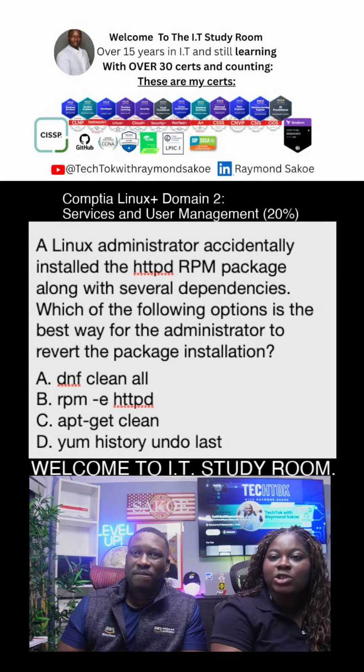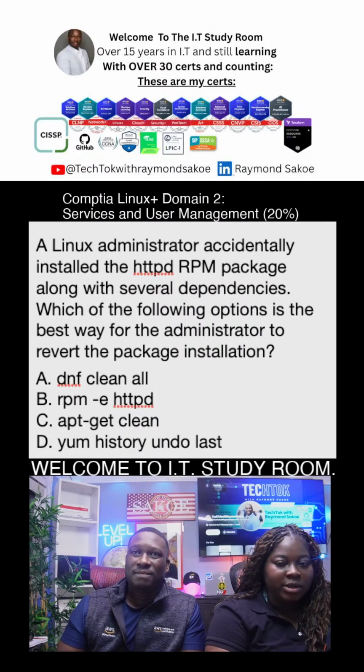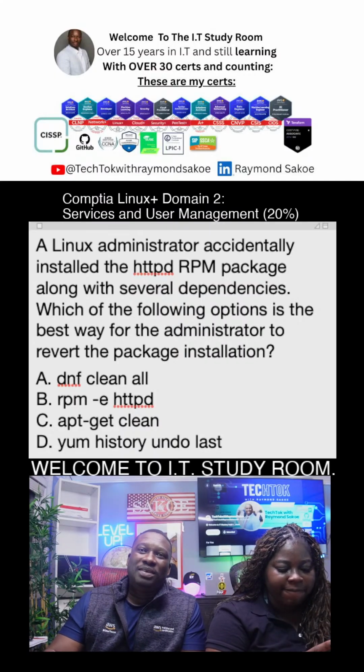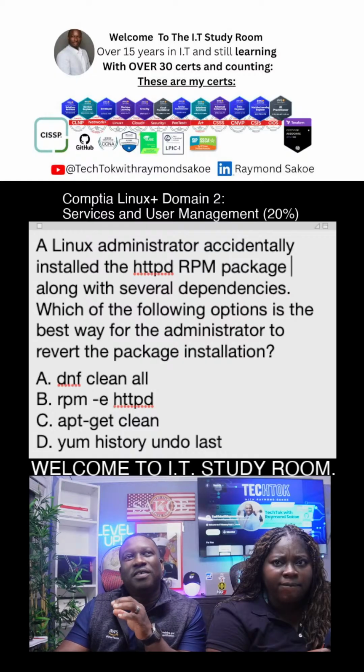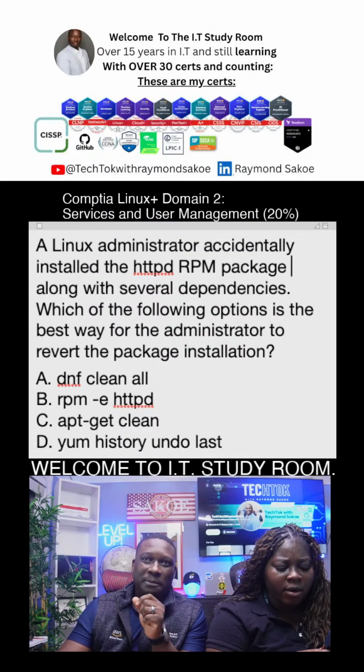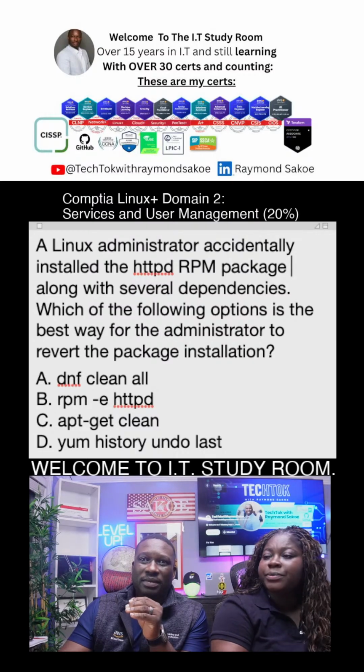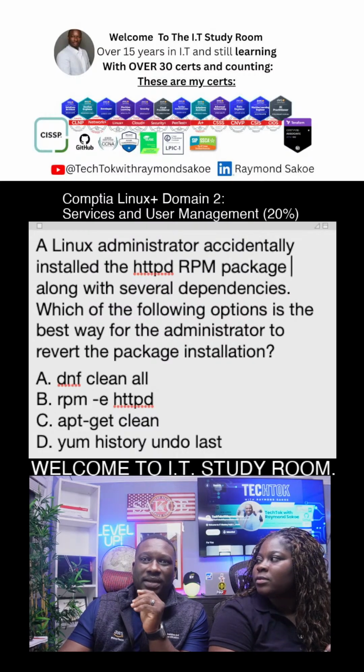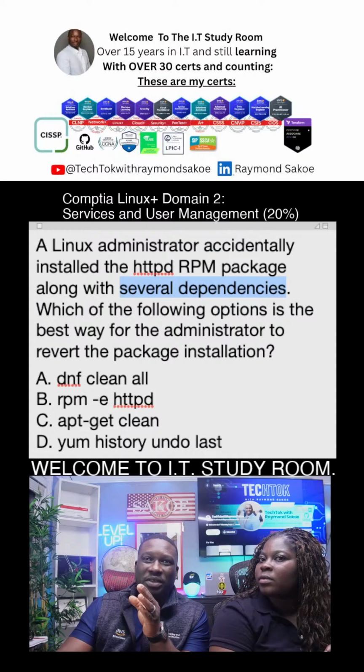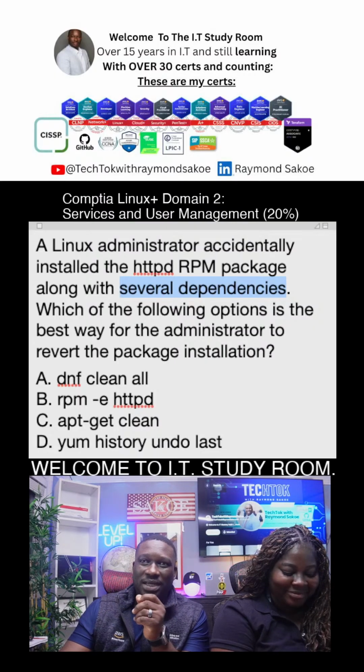All right, so we have answer choices of D and B. I think I saw an A or something. What's the answer? Most of the time they try to give you a few keywords in the question. It says a Linux administrator accidentally installed HTTPD RPM, so this is RPM based, package, along with several dependencies. One of the keywords here is several dependencies. Which of the following options is the best way for the administrator to revert the package installation?